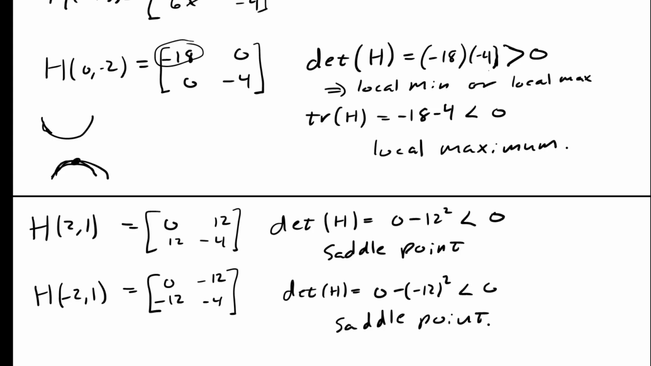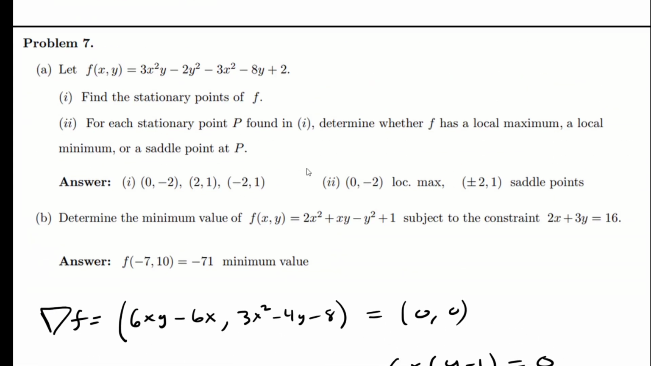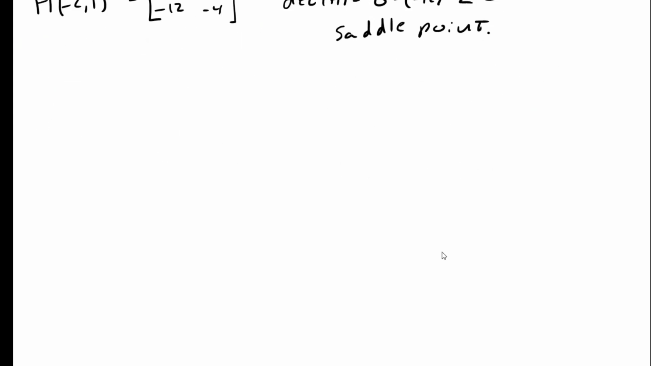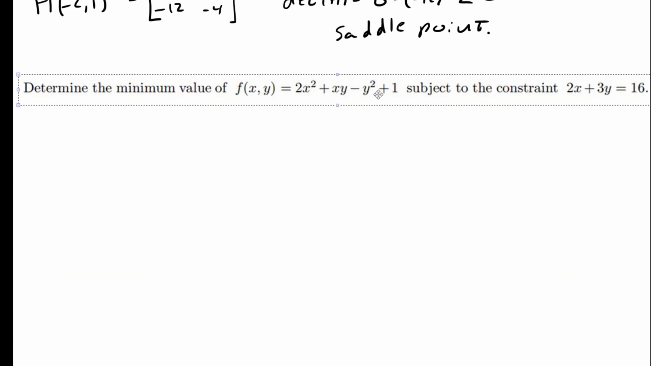Okay, so no questions on that. Okay, so next we have a Lagrange multiplier problem, right? It says to determine the minimum value of this subject to the constraint that we have this. Okay, so this is a different function. I should copy this down. Okay, so we have a maximum minimum problem, but we have a constraint. That's when we use a Lagrange multiplier.